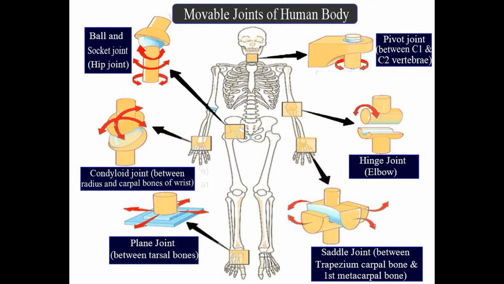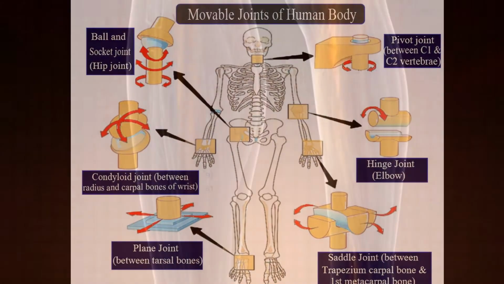The pivot joint joins the skull to the spine. It allows the head to turn to the left and right and up and down. The gliding joint allows bones to slide over each other. It is present in the wrists and ankles.